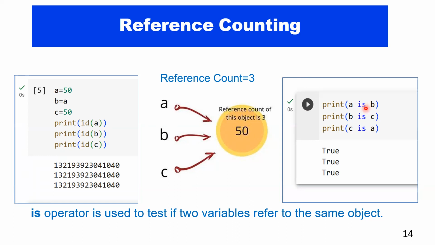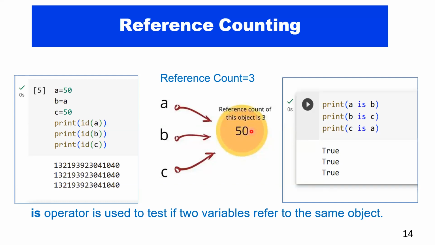Otherwise, it returns false. Similarly, B is C and C is A. We understood that all these three variables are referring to the same object. That we can programmatically check by using the is operator: A is B, B is C, or C is A. In all these three cases, it is returning true. That means all these three variables are referring to the same object.